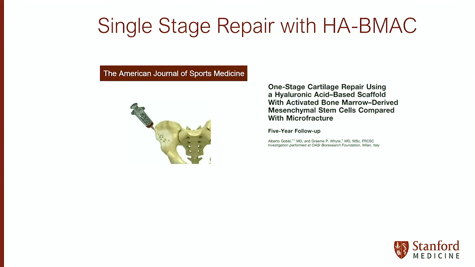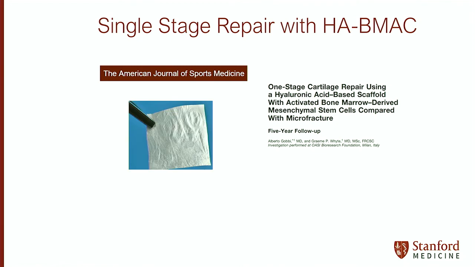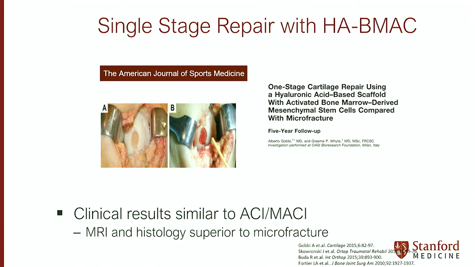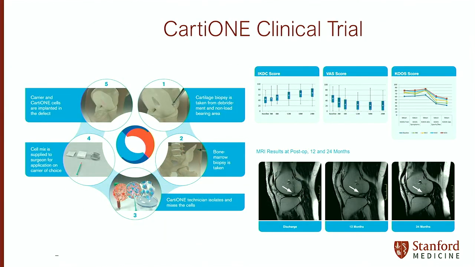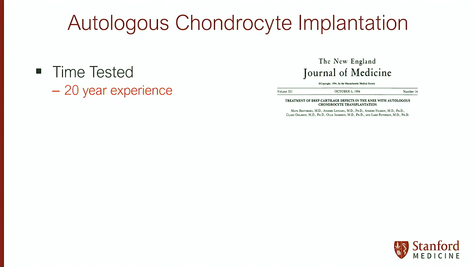Alberto Gobbi has used hyaluronic acid-based scaffolds combined with bone marrow aspirate concentrate. And in his results, they're similar to ACI and Macy with good MRI, good histology, superior to microfracture. Certainly a less expensive option. And then Dan Saris and Aaron Krych at the Mayo Clinic, just so we're aware, are participating in the RECLAIM study. Again, minced autograft combined with allogeneic MSCs put back in a single stage. We do not have a trial on CARTISTEM yet, but hopefully we will. But certainly these results also look quite favorable.